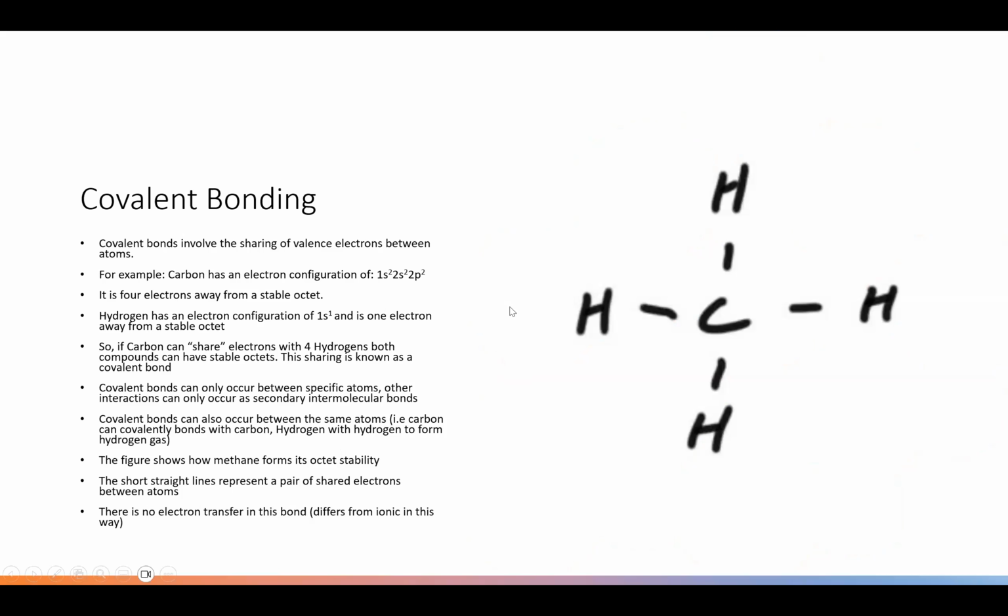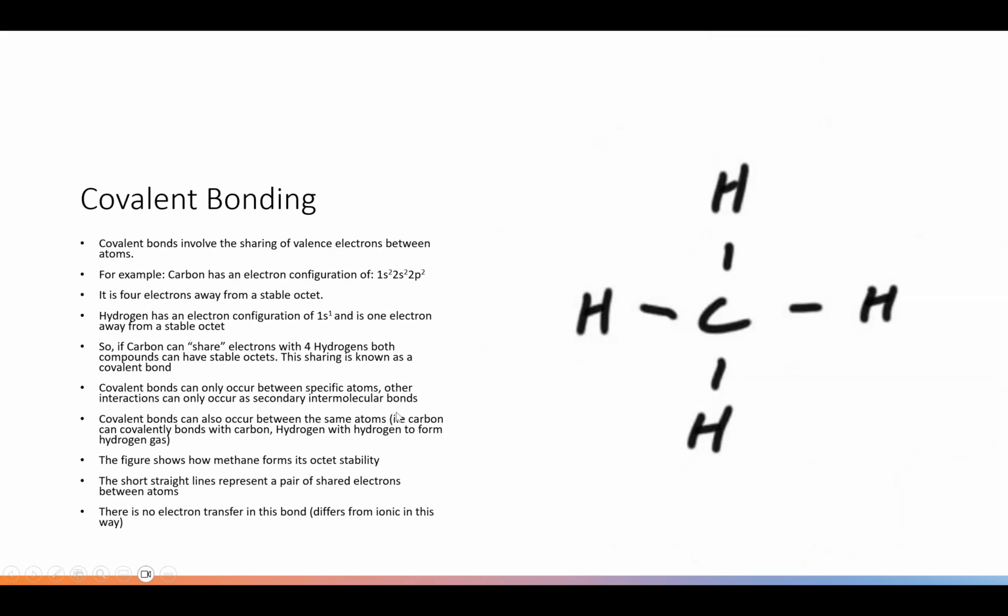Covalent bonds involve the sharing of valence electrons between atoms. For example, carbon has an electron configuration of 1s2, 2s2, 2p2. It's 4 electrons away from a stable octet. So it'd want to take hydrogen, which has an electron configuration of 1s1, 1 electron away from its stable octet. If carbon can share electrons with 4 hydrogens, both compounds can have stable octets. And this sharing is known as a covalent bond.